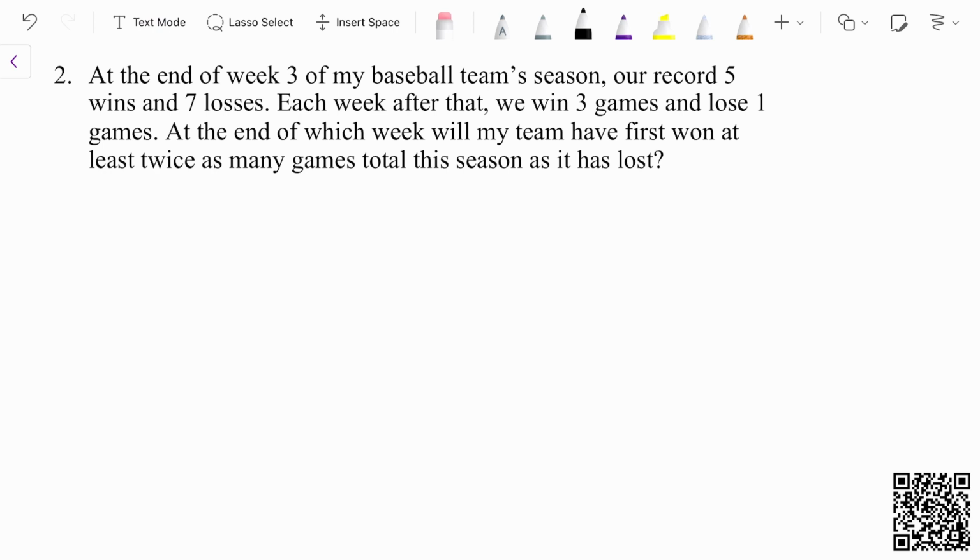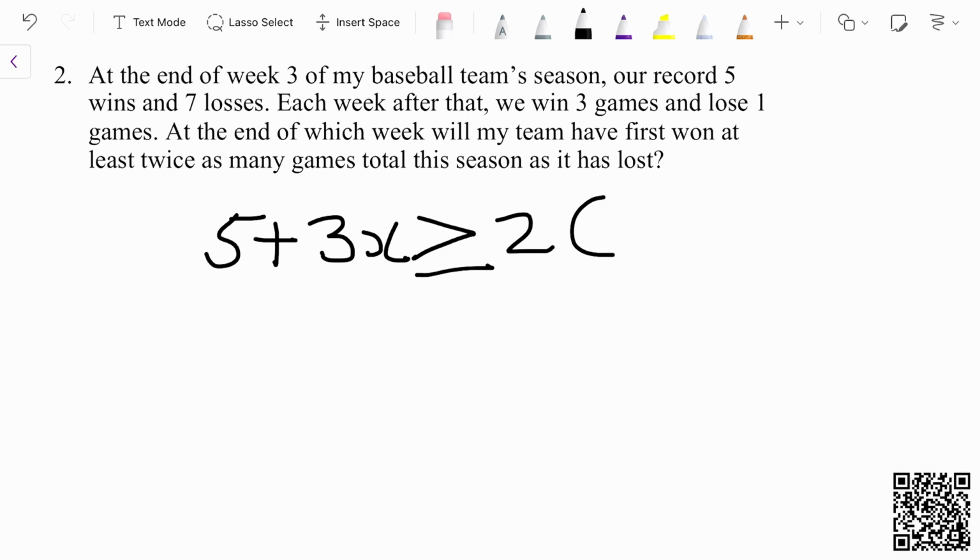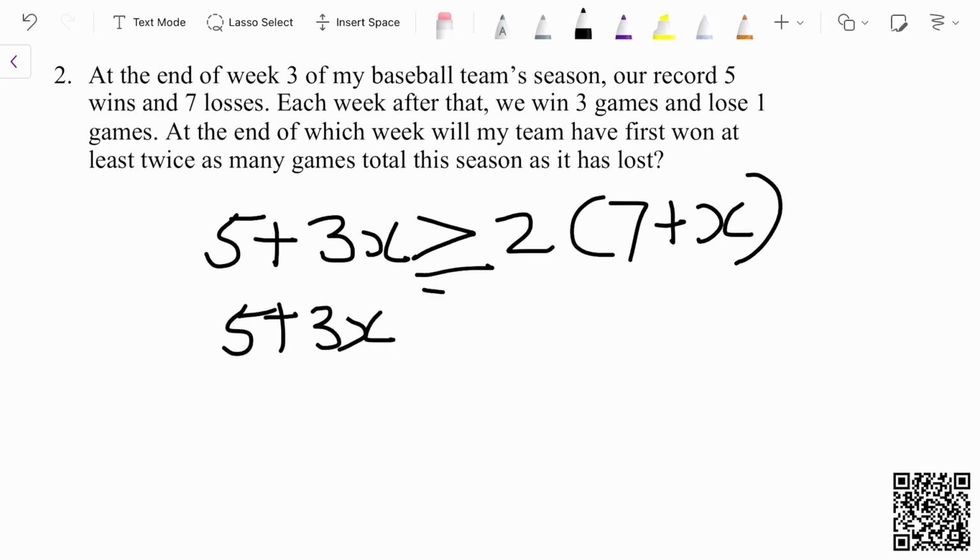So at the end of week 3, our record, this side can be wins, this side can be losses. So we already have 5 wins, and we win 3 games every week, okay? Like that. So then it has to be at least twice as many, so then 2, and then however many losses you would have, so 7 plus x. So we're going to be solving for x now. 5 plus 3x is greater than or equal to 14 plus 2x.